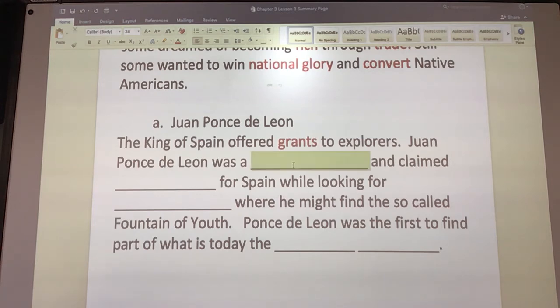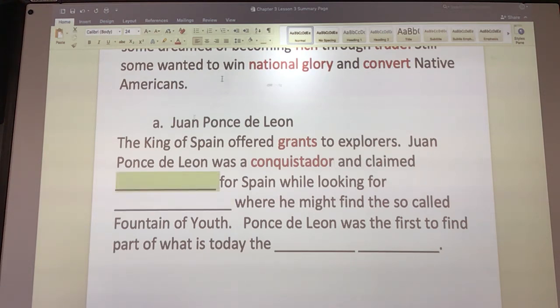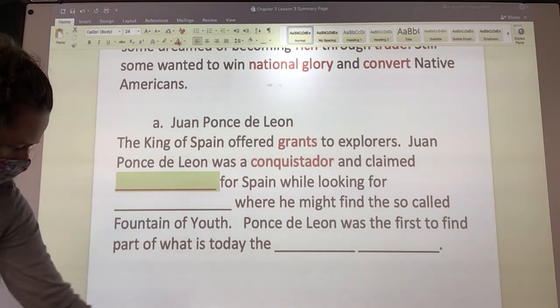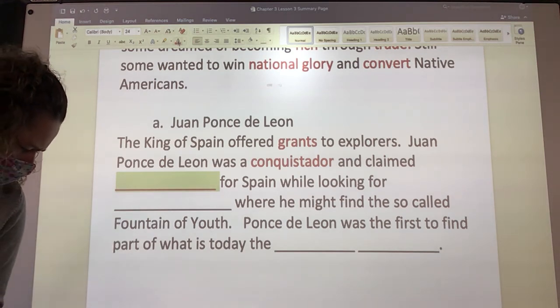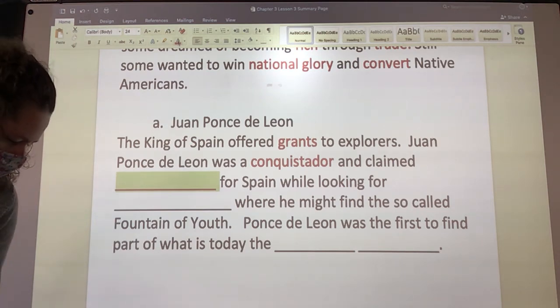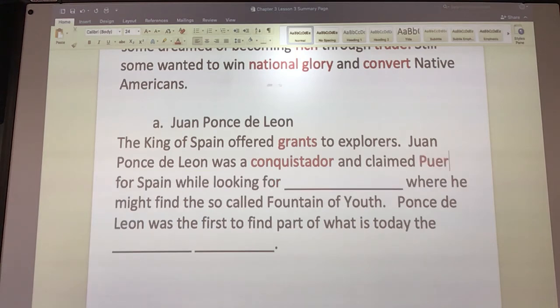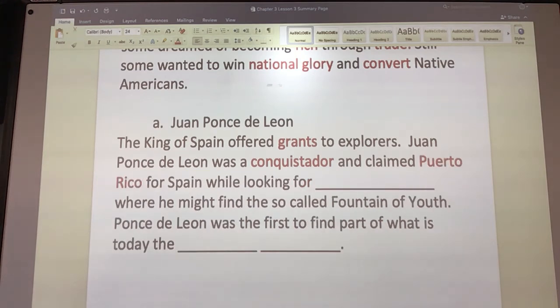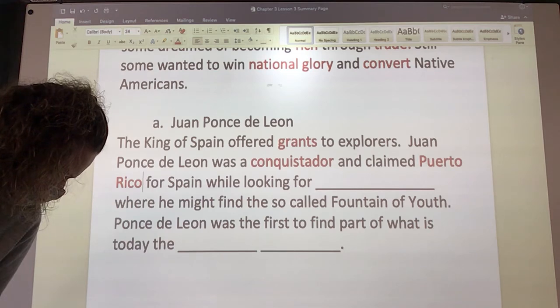Ponce de Leon was a Conquistador. Good. It's a tricky word, but you got it. Claimed Puerto Rico for Spain while looking for Bimini, where he might find the so-called Fountain of Youth. Okay. Ponce de Leon was the first to find part of what is today the state Florida.